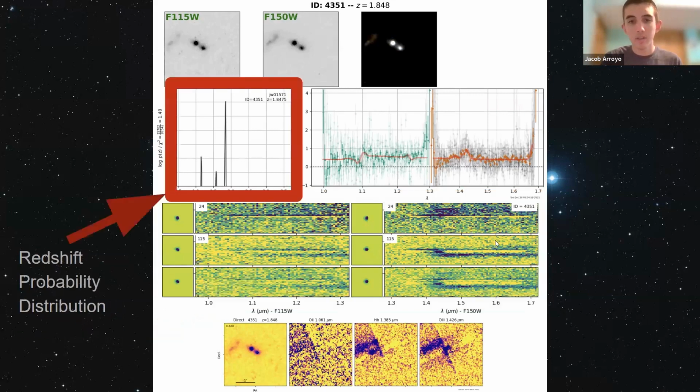And then finally there's this graph of the redshift probability distribution, and that's basically saying, okay, based on the emissions that we've detected at various wavelengths, how far away do we think this is? And then it's creating this graph so that the peaks are the most likely points for it to be. And if you know the redshift, you can calculate the approximate distance due to the nature of the ever-expanding universe.